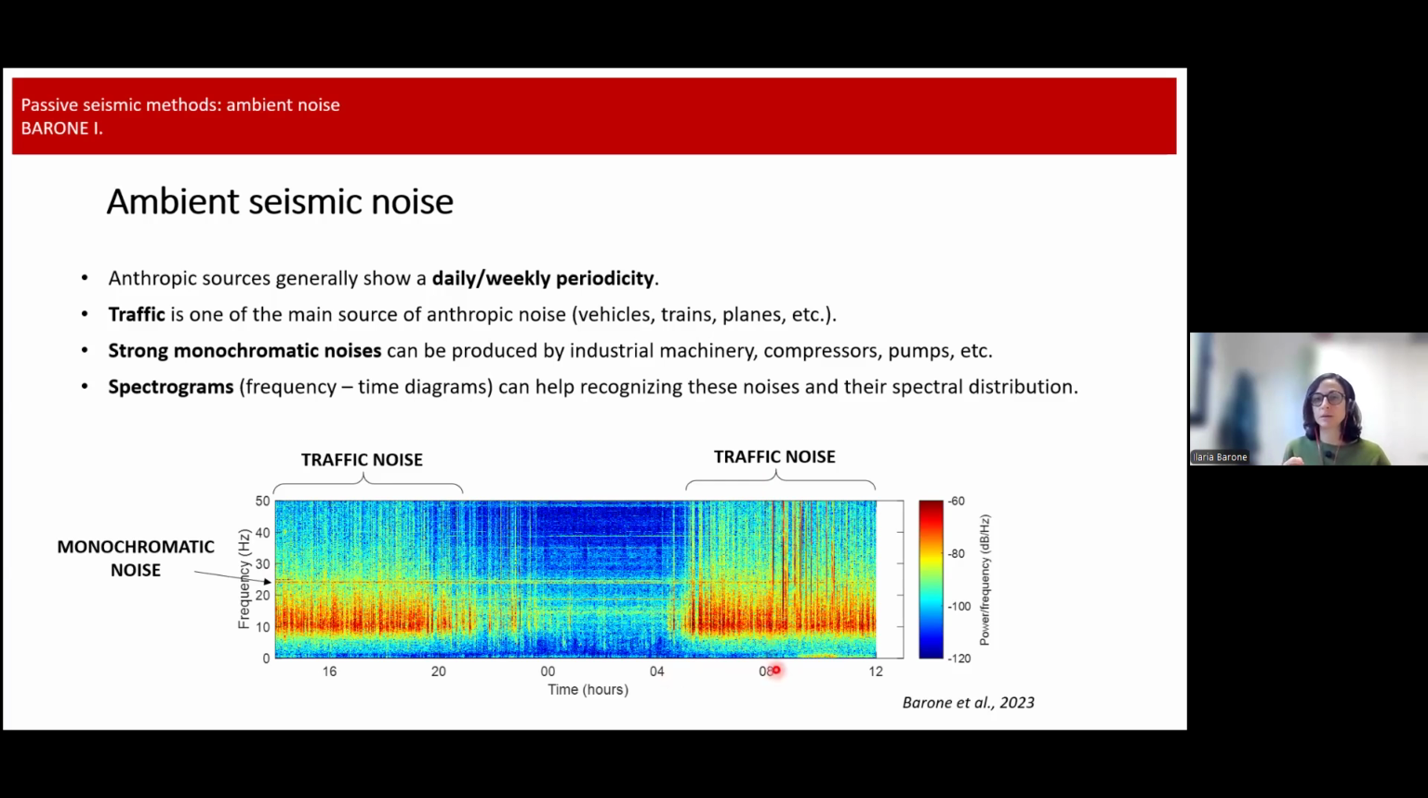So these are impulses, or very strong but short noises.